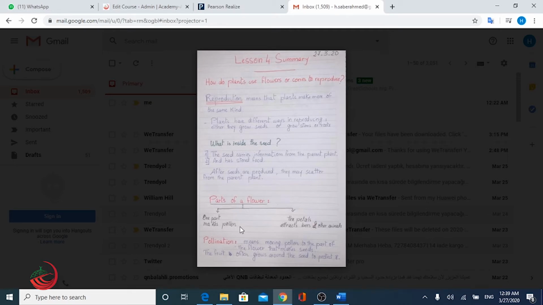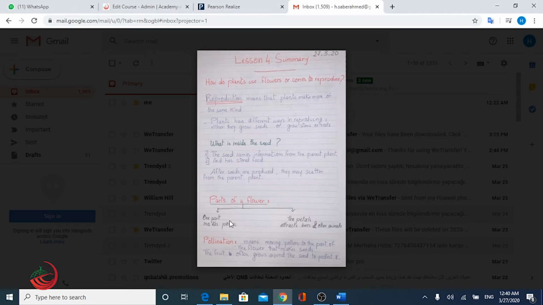Very good. Now we'll move to the parts of a flower. The flower has many parts. One part is responsible for making pollen. The other part, which is called the petals, attracts bees and other animals. Those bees and animals are responsible for carrying the pollen to the part of the flower that will make the seeds.